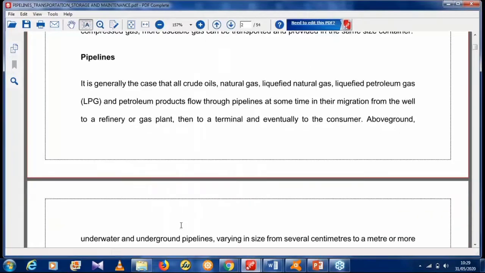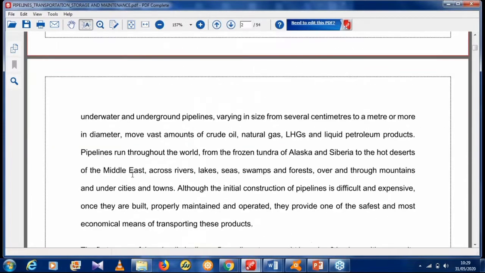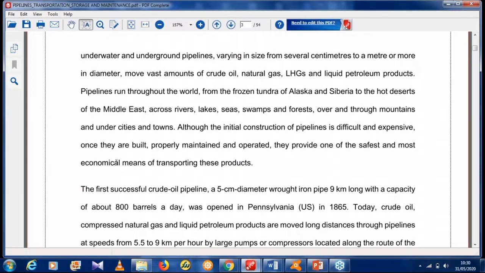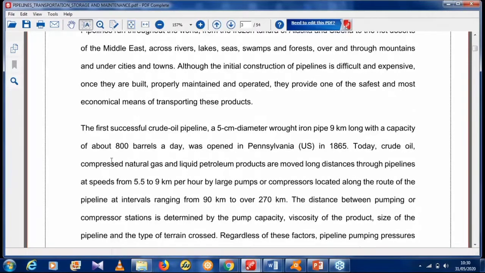So when we talk about pipelines generally, it is the case that all crude oil and natural gas or liquefied petroleum gas products flow through pipelines at some time in their migration from the well to the refinery, or from there to the gas plant or to terminals where they get to the consumers eventually. So we have different types. We have the ones that are above ground, we have the ones that are underground, and they have their different specifications also for each of these types.